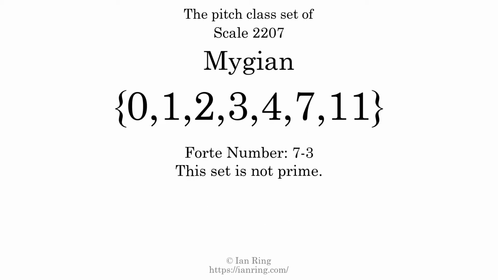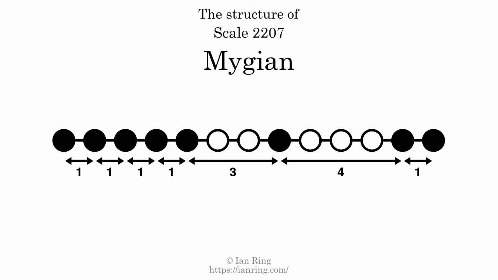The pitch class set for this scale is 0, 1, 2, 3, 4, 7, 11. The fault class is 7, 3. This set is not prime. The structure of a scale is a description of the interval distance between each successive tone. This scale has a structure of 1 1 1 1 3 4 1.